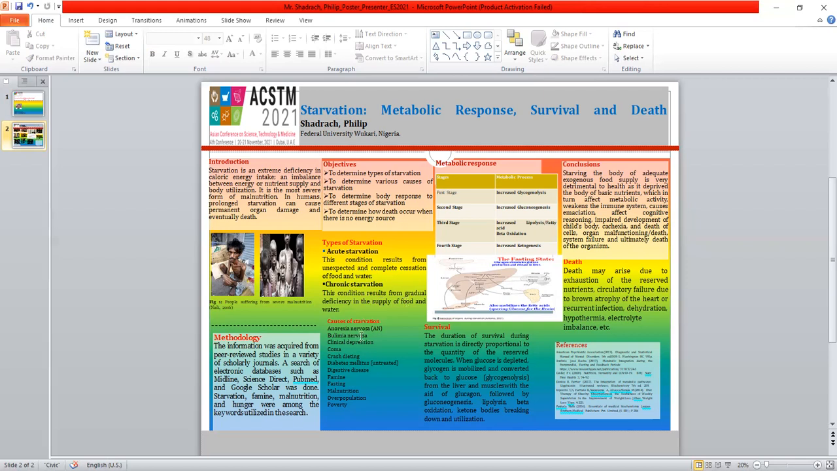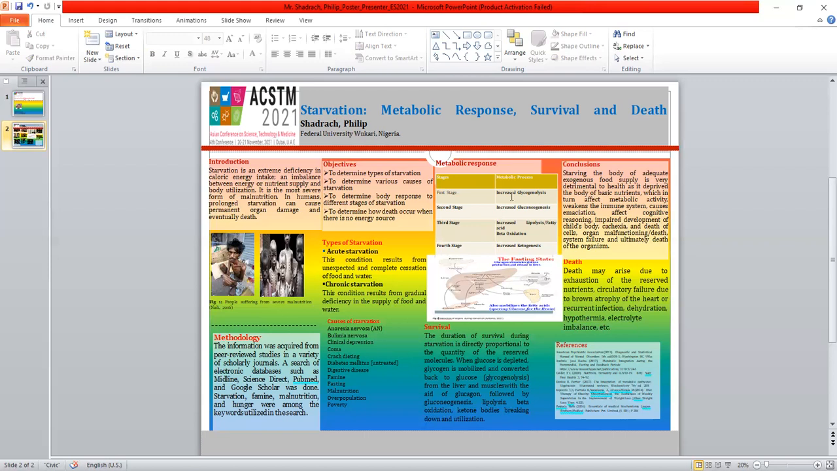Causes of starvation. There are numerous causes of starvation, which include the following: anorexia nervosa, bulimia nervosa, clinical depression, coma, crash dieting, untreated diabetes mellitus, digestive diseases, famine, fasting, malnutrition, overpopulation, and poverty.